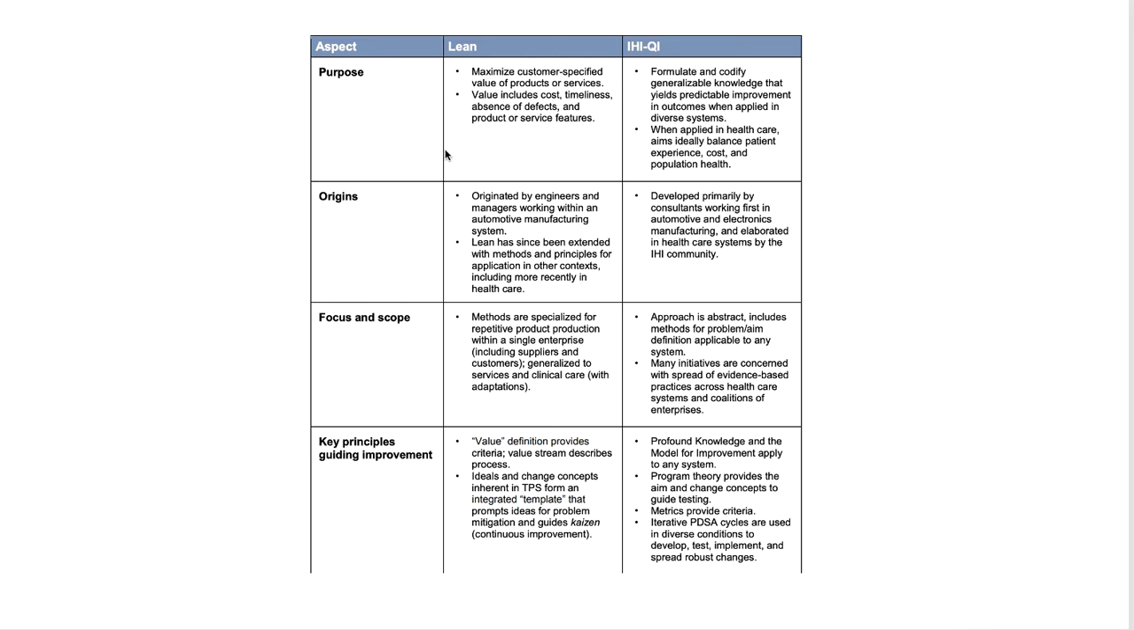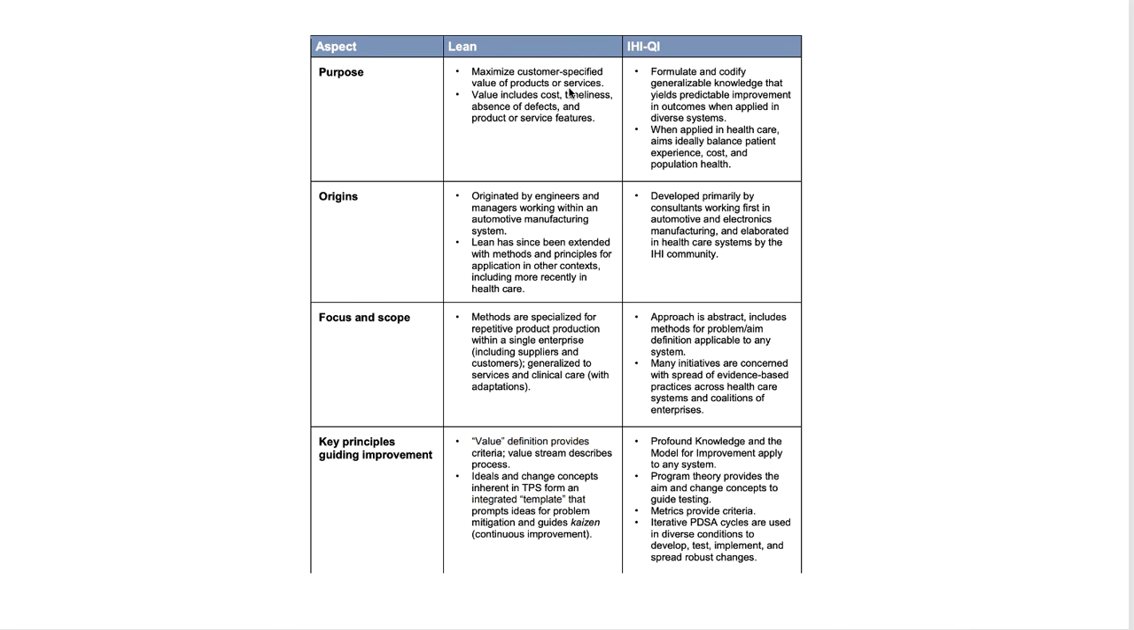Continuing, we have purpose. Purpose in Lean is to maximize, oh here I've switched them, sorry. We were QI on the left and Lean on the right, and now we're Lean on the left and QI on the right. But you can see these in that white paper.